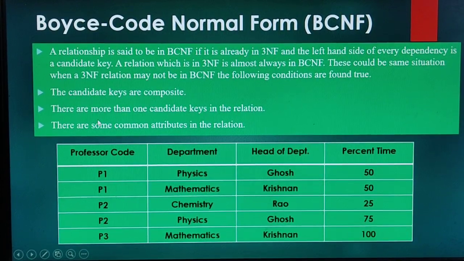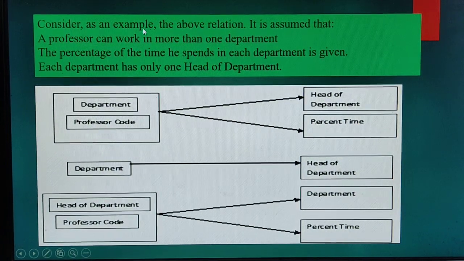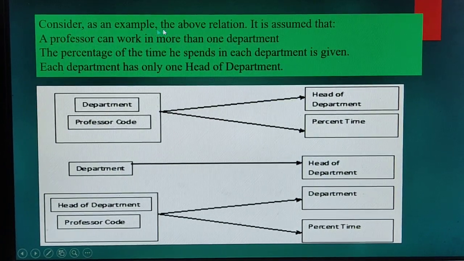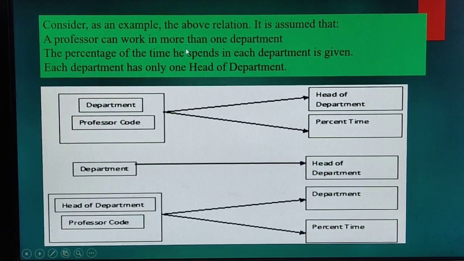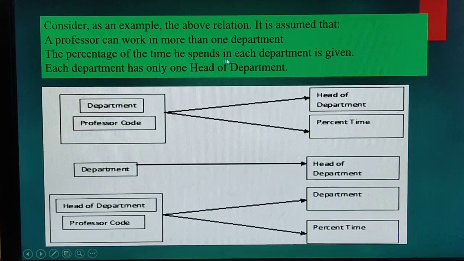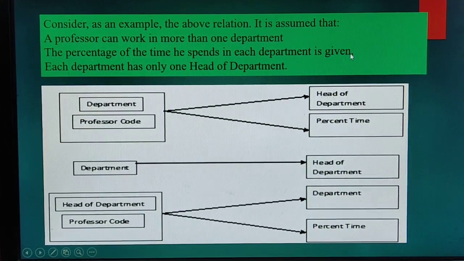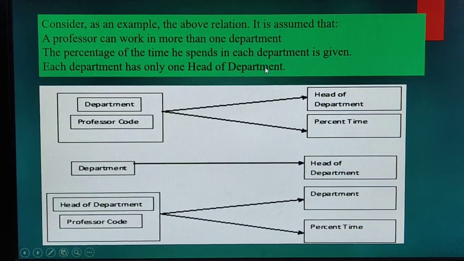So now in this particular case, at a time we can take an example here. Consider an example in BCNF. It assumes that a professor can work in more than one department. The percentage of time he spends in each department is given. Each department has only one head of the department.